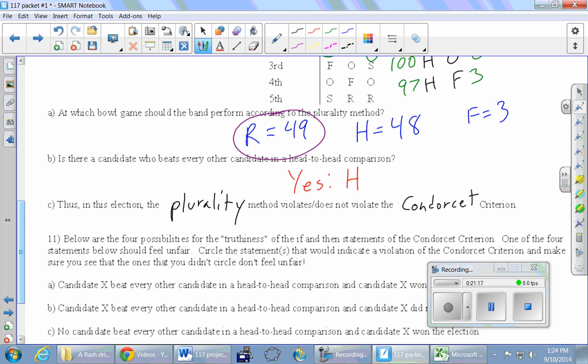Okay, and was there a violation in this election? Yes, H really feels gypped. They beat everybody head to head, and somehow, by hook or by crook, they didn't win. And so the plurality method violates the Condorcet criterion.